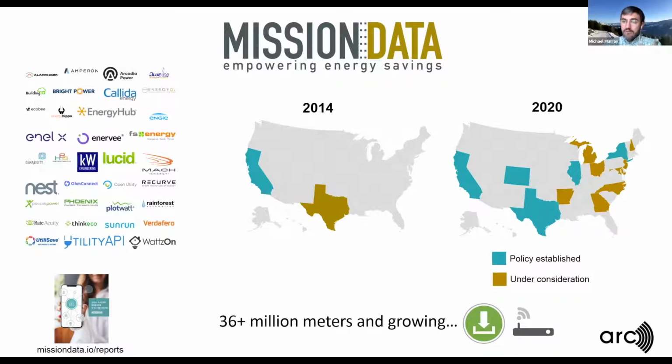We've made quite a bit of progress since 2014. I mentioned California was sort of the first state in this area with a policy in 2013. It was being discussed in states like Texas, and now we have about 36 million meters in 5 states in blue, where there's a mandate. There's a policy in place that says the utility has to make machine readable, electronic energy usage, and sometimes other billing and cost information available to customers and to third parties.